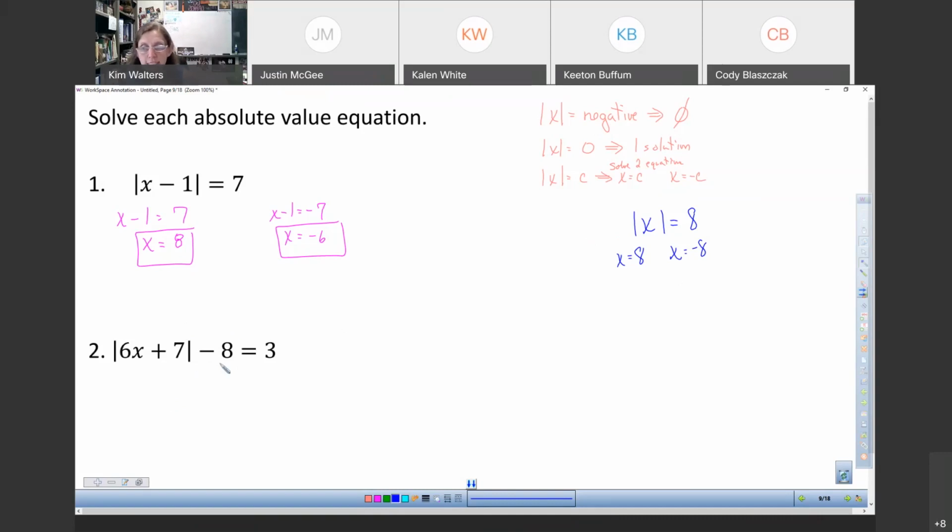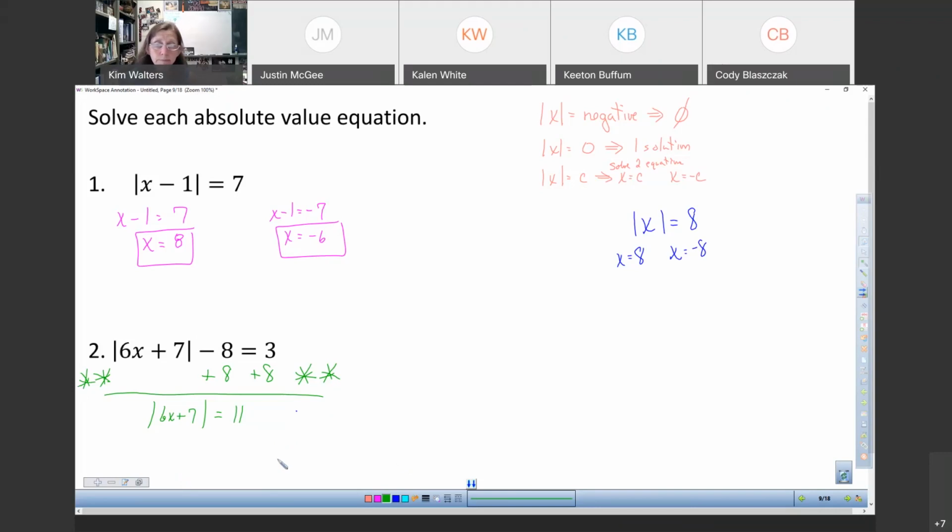So very first step on this problem, and you cannot skip this step, so put a big star here, is I have to add 8 to both sides of my equation. And when I do that, I get the absolute value of 6x plus 7 is equal to 11. But you have to do this step first. I don't know how to emphasize that anymore other than by putting a million stars here and saying it one more time. You have to get the absolute value by itself.